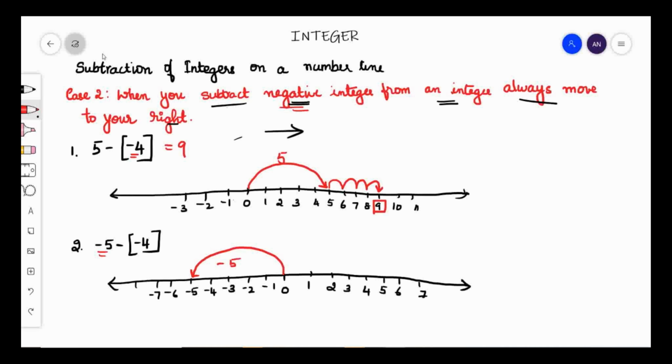Now we are supposed to subtract a negative integer, so we have to move to our right. How many times? 4. So from here 1, 2, 3, 4. The answer would be minus 1. So minus 5 minus minus 4 is minus 1. This is how we subtract. So we have seen two cases: one is when you subtract a positive integer from an integer, and the other is when you subtract a negative integer from an integer.